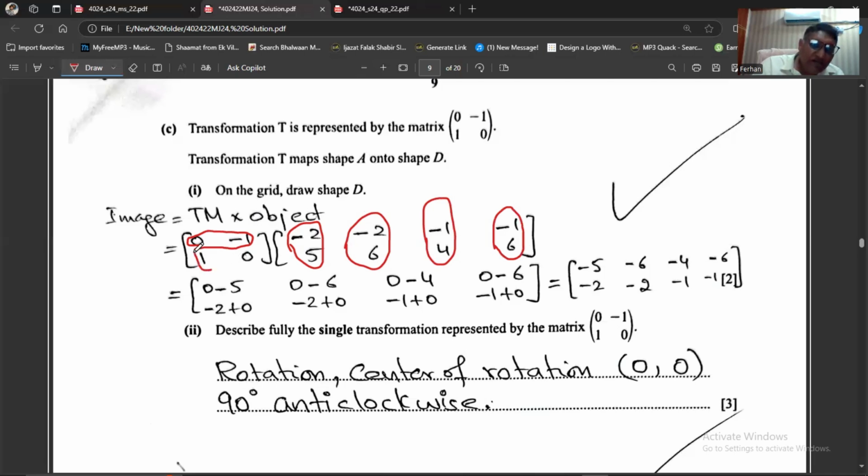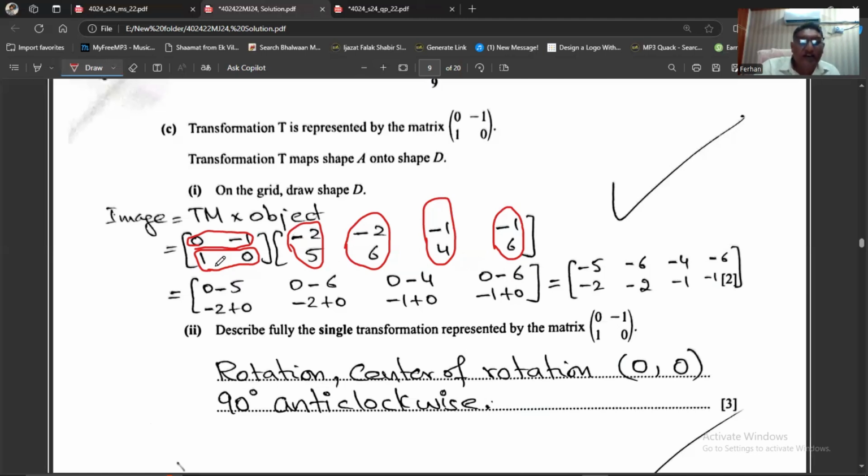Then this is the second row from the first matrix. This row will multiply with the first column, then with the second column, then with the third column, and then with the fourth column. So 0 multiply -2, it's 0. -1 multiply 5, that's -5. 0 multiply -2 is 0. -1 multiply 6 is -6. 0 multiply -1 is 0. -1 multiply 4 will be -4. 0 multiply -1 will be 0. And -1 multiply 6 will be -6.